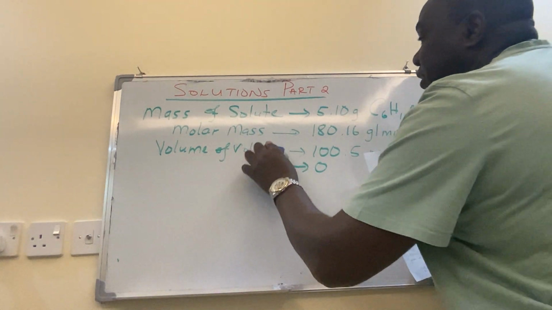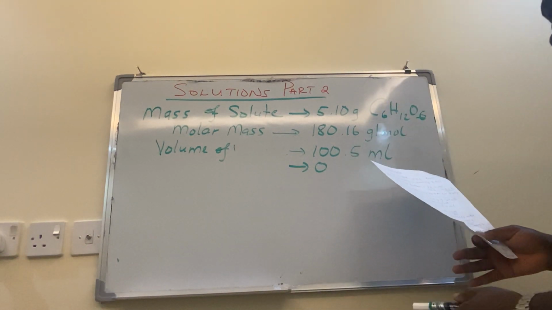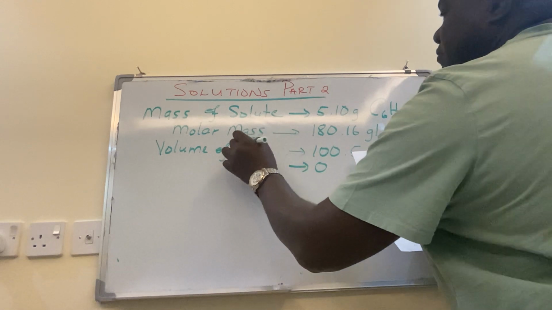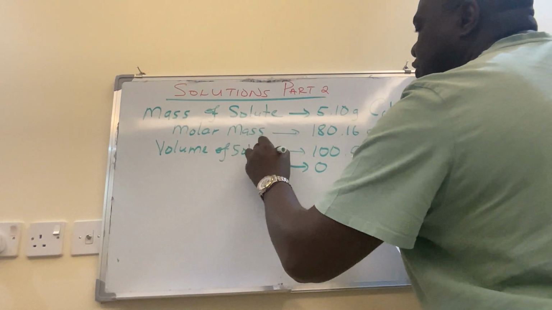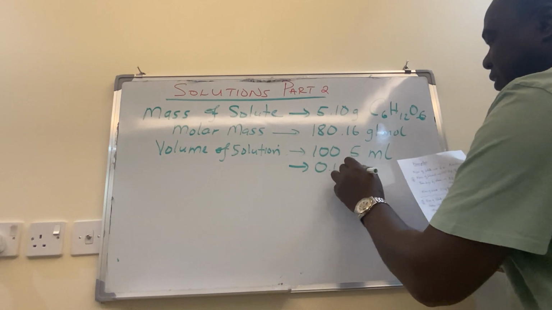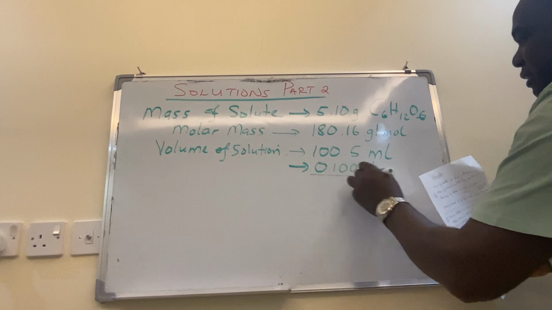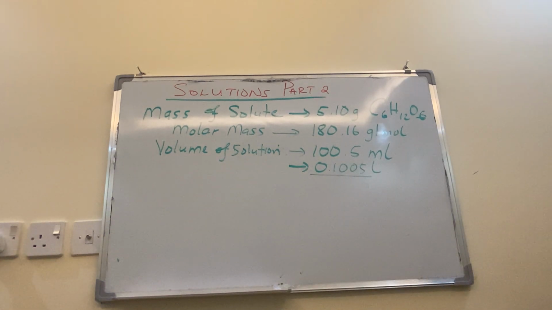We need to correct here, okay? Volume of solution is going to be, we divide by 1,000, so it's going to be 0.1005 liters. Okay, right. Our formula for molarity is equal to moles of solute over 1 liter of solution.